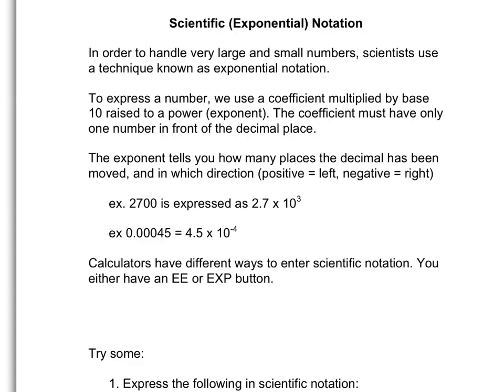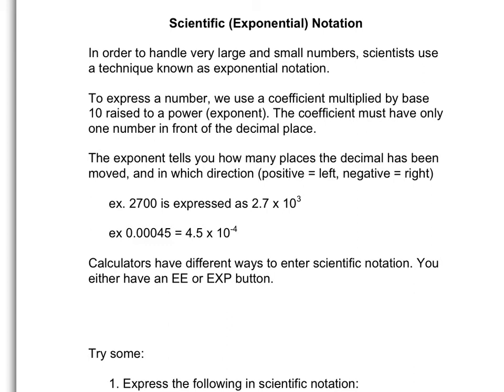In order to handle very large and small numbers, scientists use a technique based on exponential notation. To express a number, we use a coefficient multiplied by base 10 raised to a power, or an exponent. To make it scientific notation, the coefficient must have only one number in front of the decimal place. The exponent tells you how many places the decimal has been moved, and in which direction.